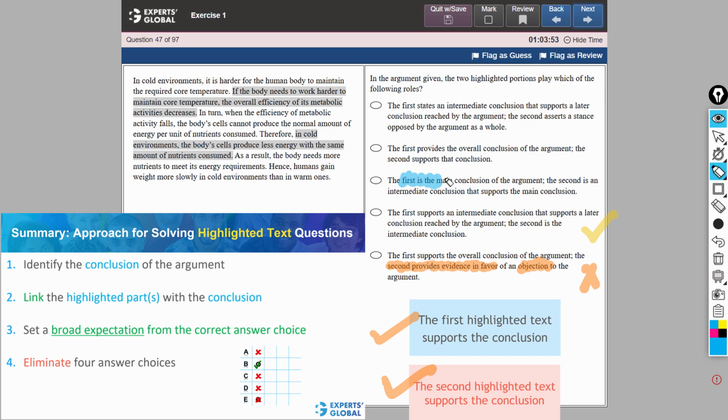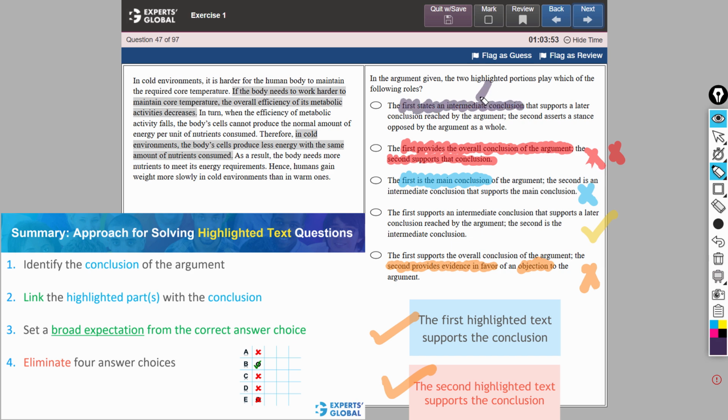No, the first cannot be called the main conclusion of the argument. The first supports an intermediate conclusion, which leads to the final conclusion. A similar problem with choice B. The first is not the overall conclusion of the argument, and it is not that the second supports the first. In fact, it is the other way around. The first highlighted text supports the second highlighted text.